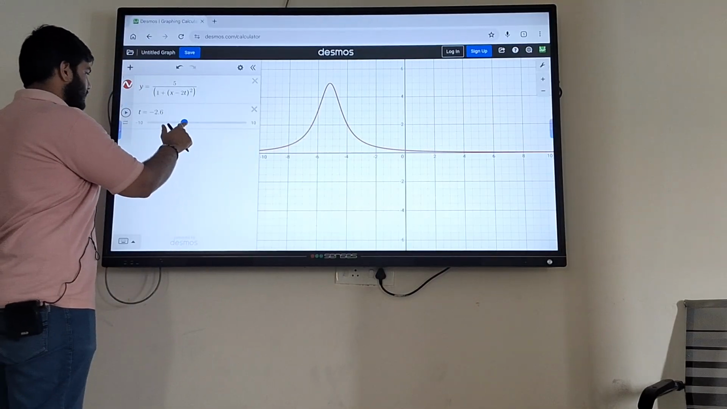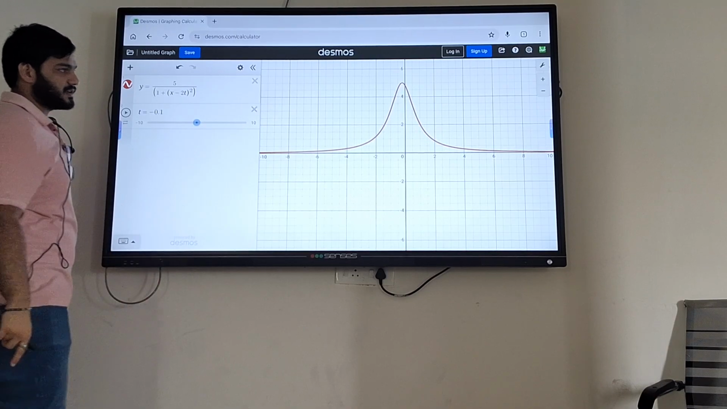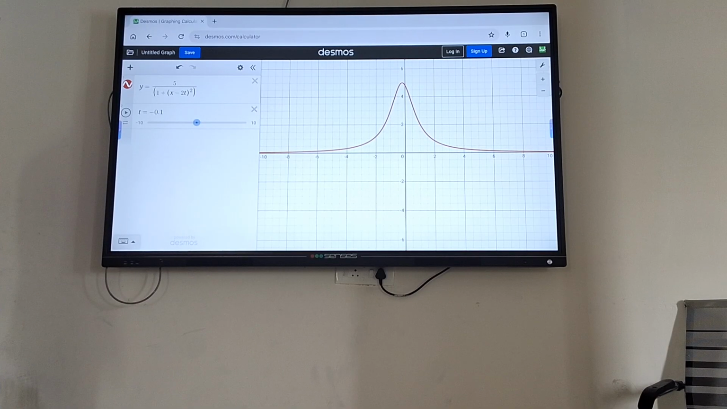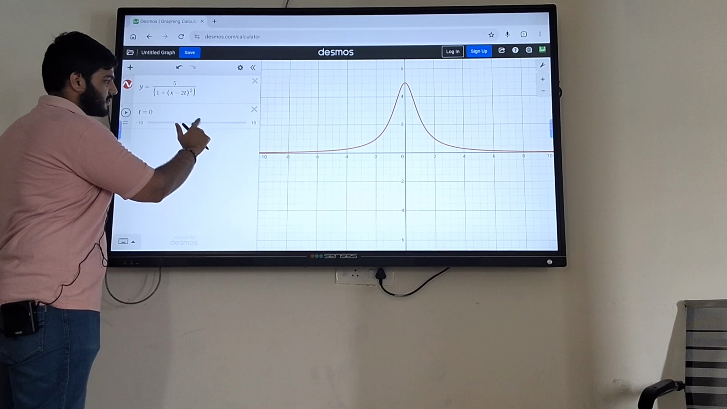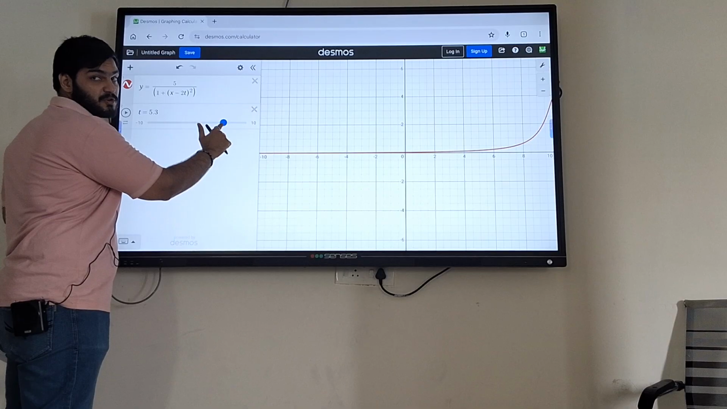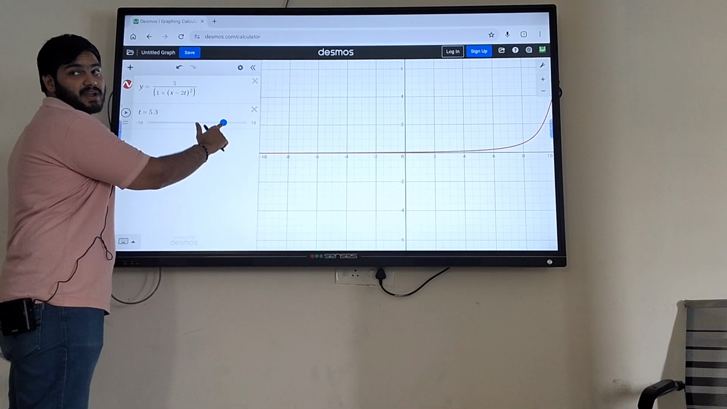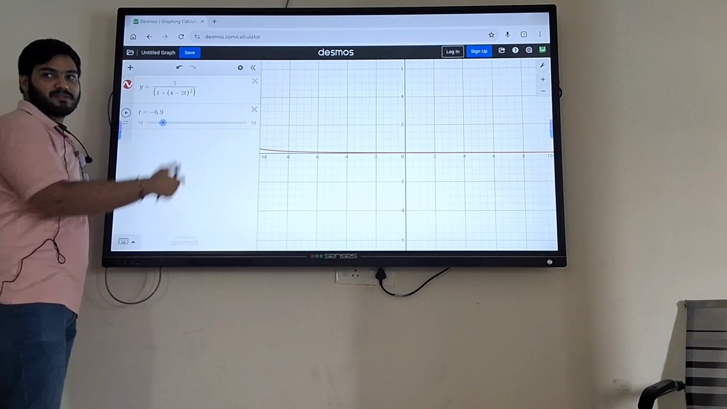At t equal to 0, this is how our function looks. And then as time passes, what happens? The wave moves to the right. That is the only job of time. And if you go back in time, the wave moves backwards.